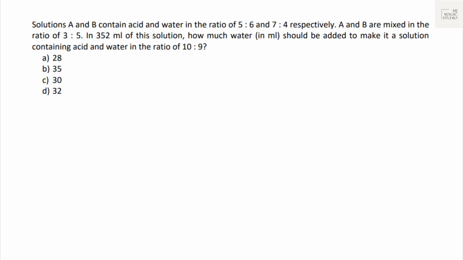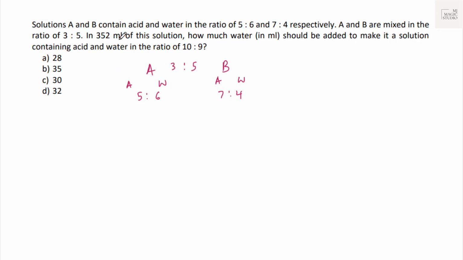Okay, let's give this a try. Solution A and B contain acid and water in the ratio 5:6 and 7:4. A and B are mixed in a ratio of 3:5.